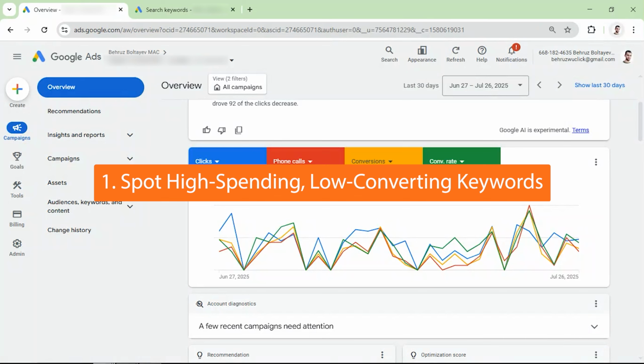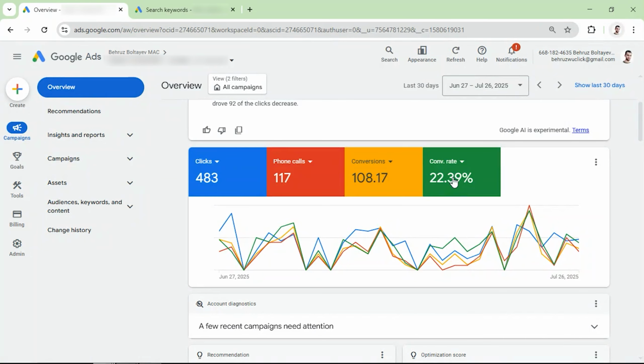Firstly, we need to identify high spending and low converting keywords. There might be certain keywords which are spending a lot, and with Google they can easily generate clicks, but they cannot turn those clicks into conversions. They might have a hard time.